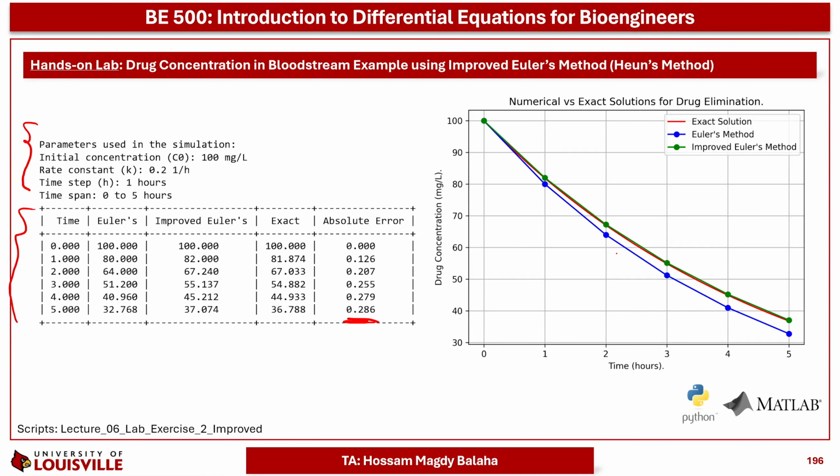Also, this was our basic Euler method curve. But if you notice these two curves, which are the exact solution and the improved Euler method, you will find that both of them are close enough together.